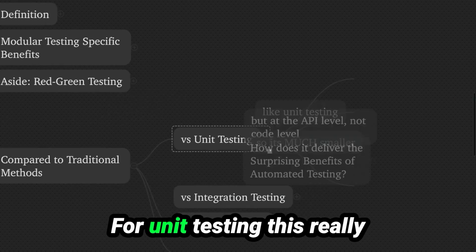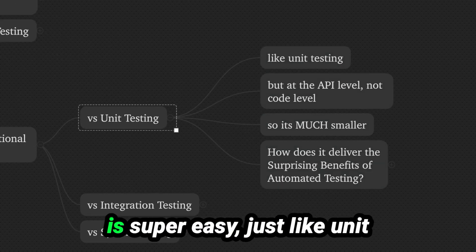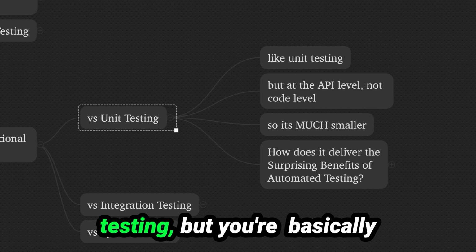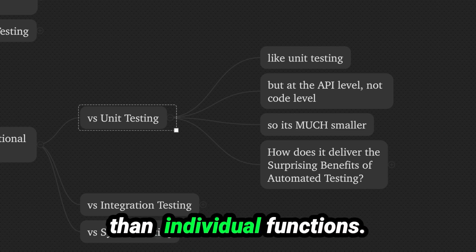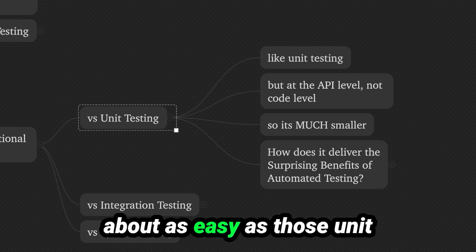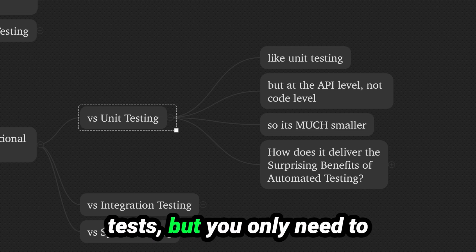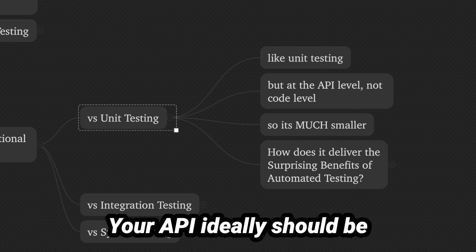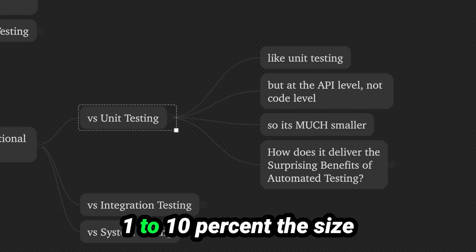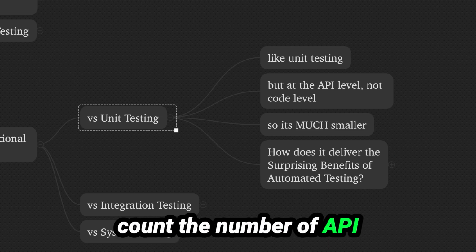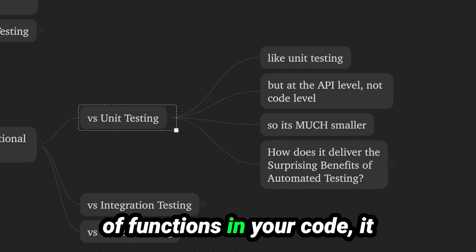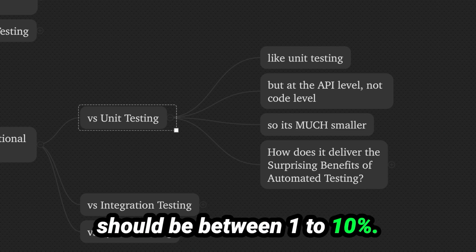For unit testing, this really is super easy, just like unit testing. But you're basically doing the unit testing at the API level rather than individual functions. And it still can be just about as easy as those unit tests, but you only need to make it as big as your API. Your API ideally should be 1 to 10% the size of your implementation. So roughly speaking, if we count the number of API endpoints and the number of functions in your code, it should be between 1 to 10%.